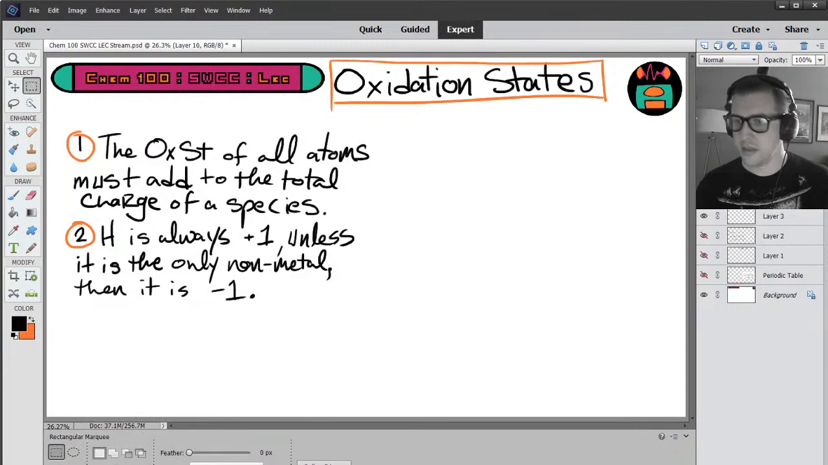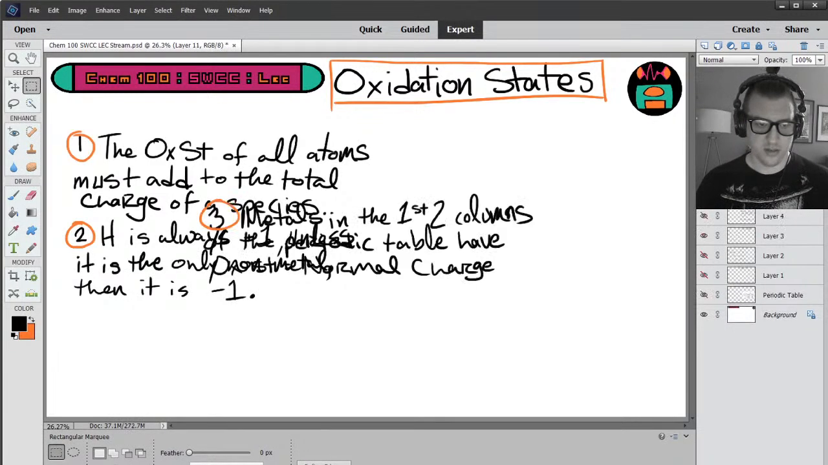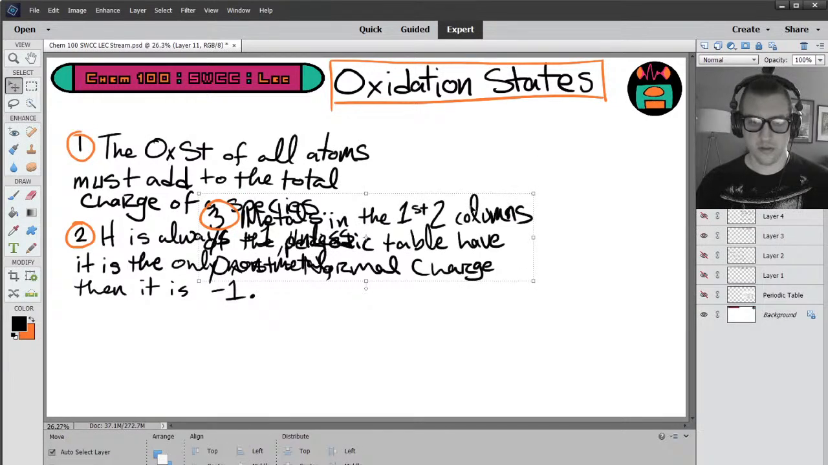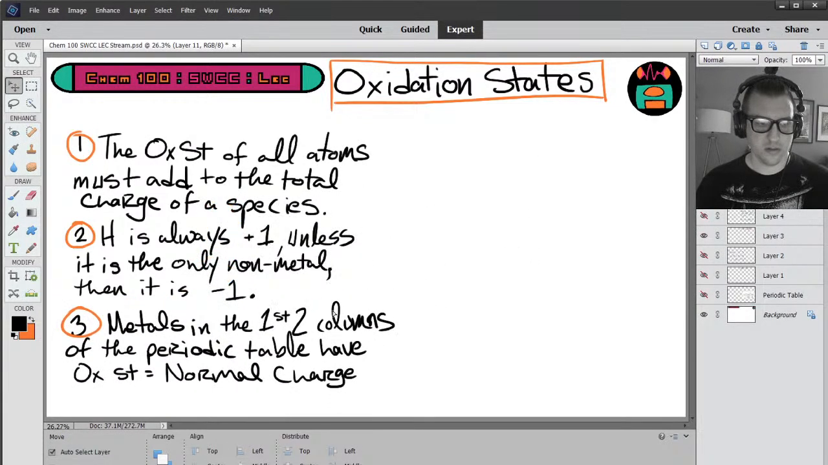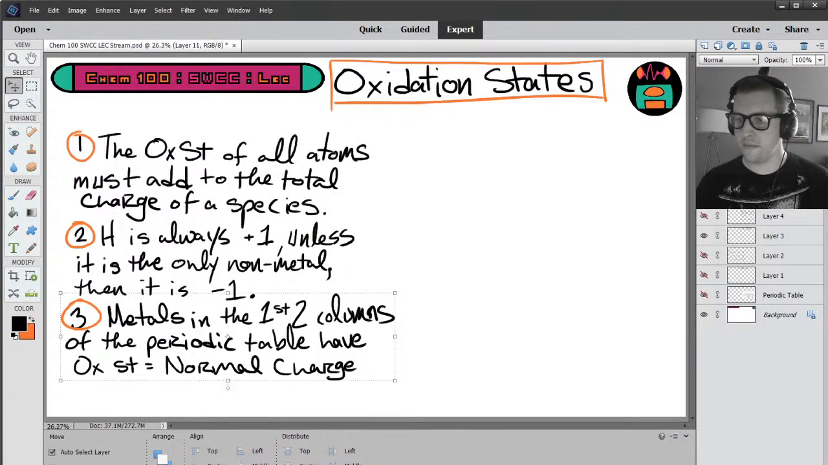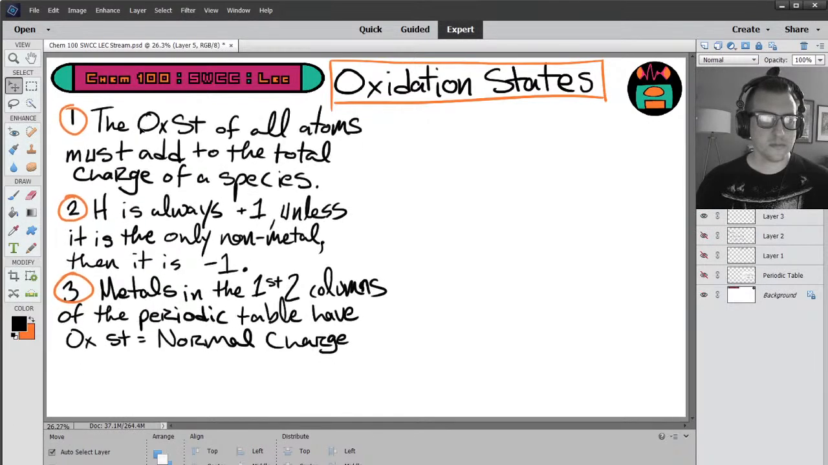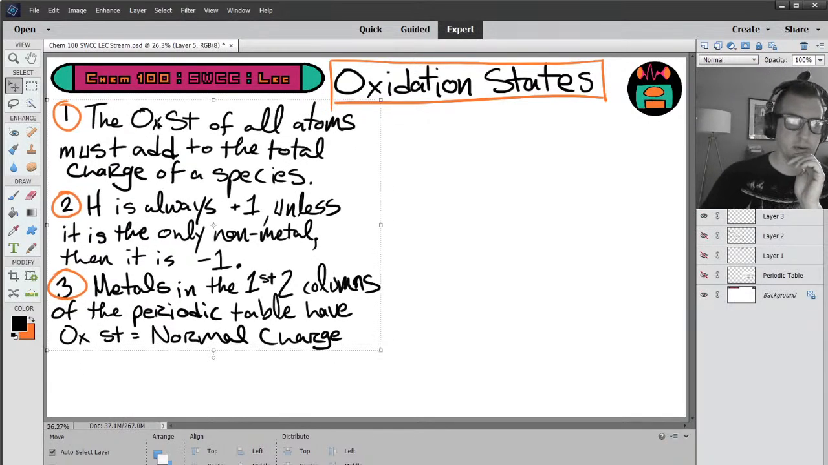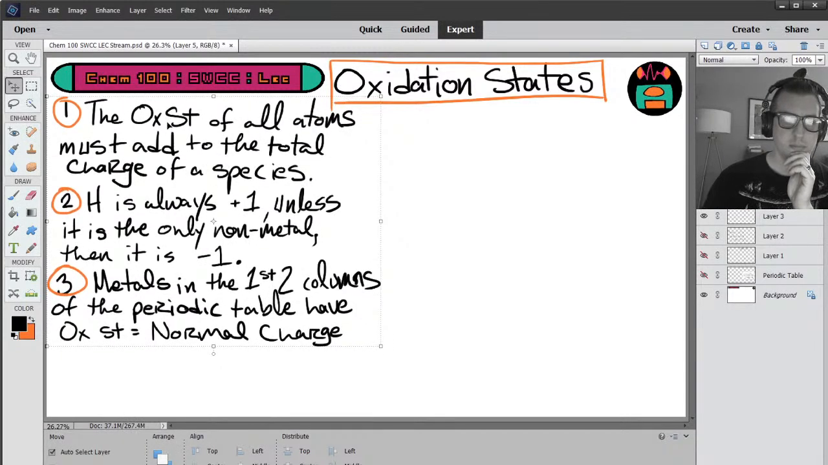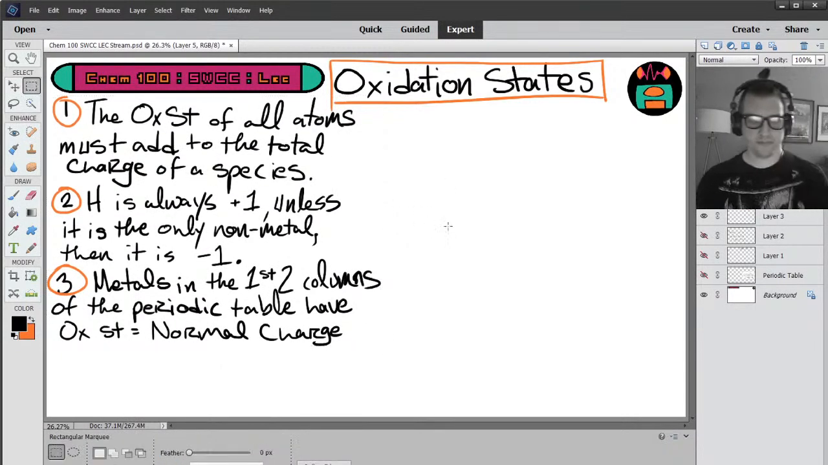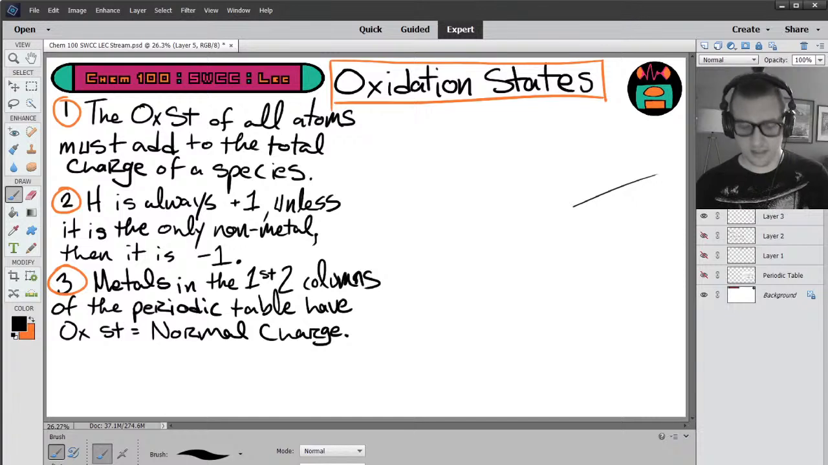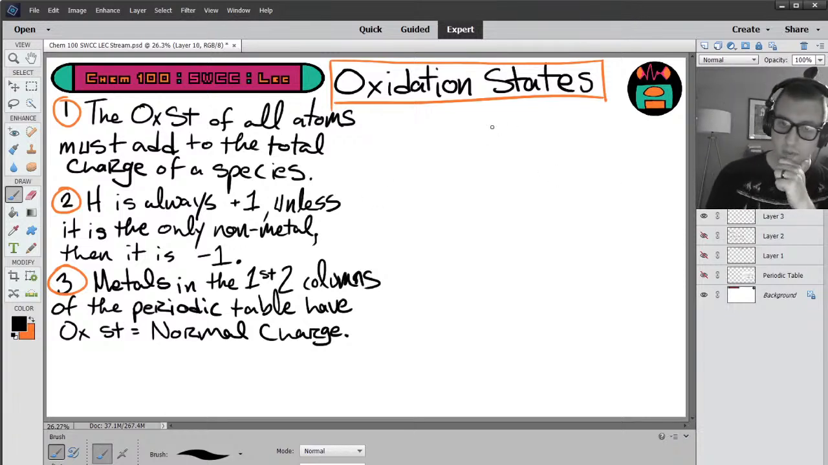Actually, sorry, I put that in the wrong layer. There we go. All right. So this allows us to assign oxidation states for problems like the following, or molecules like the following.